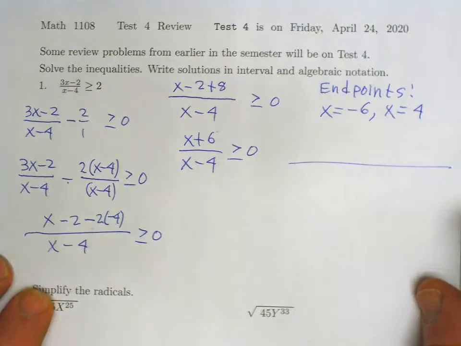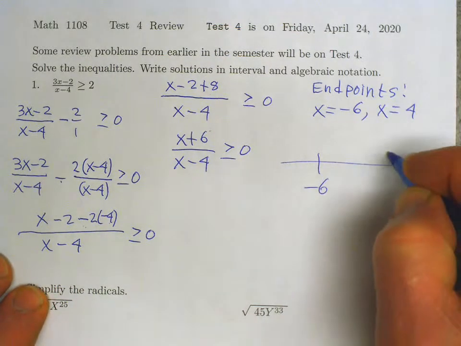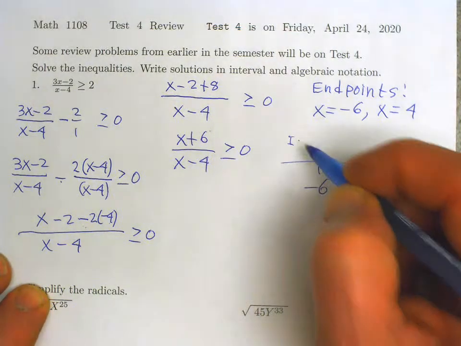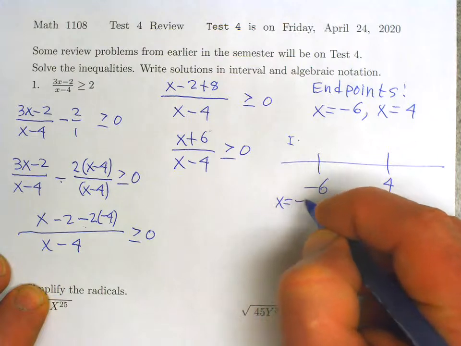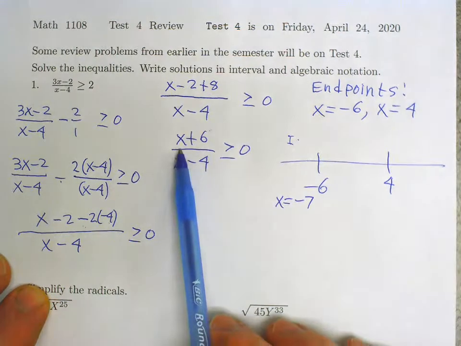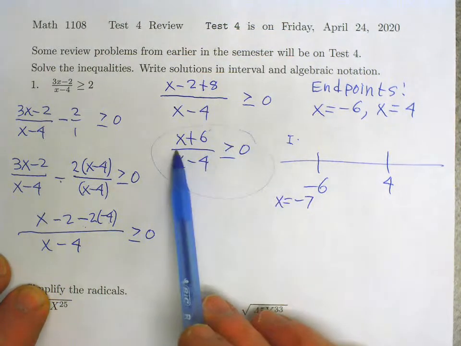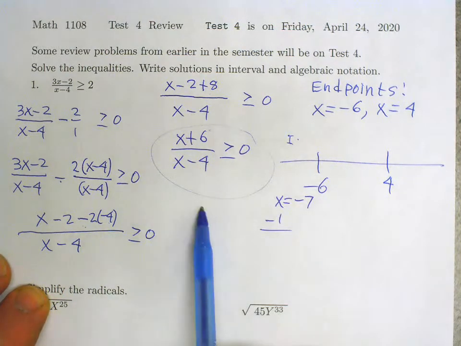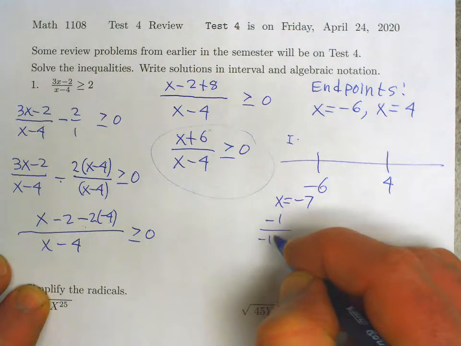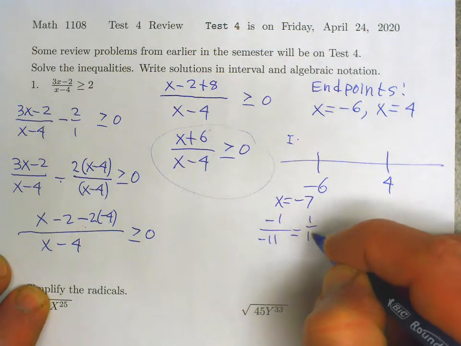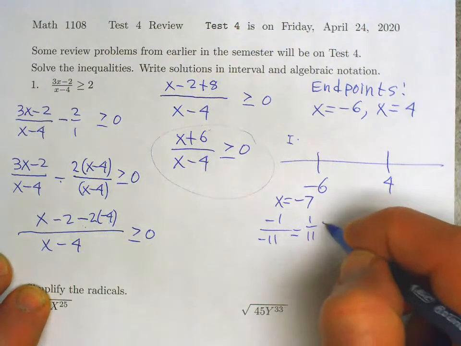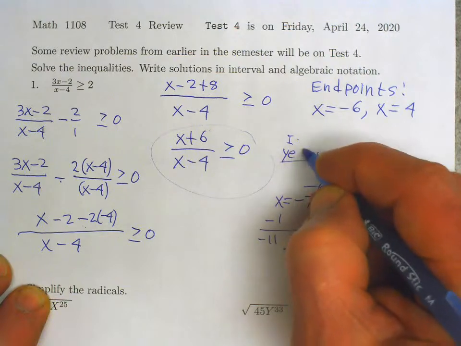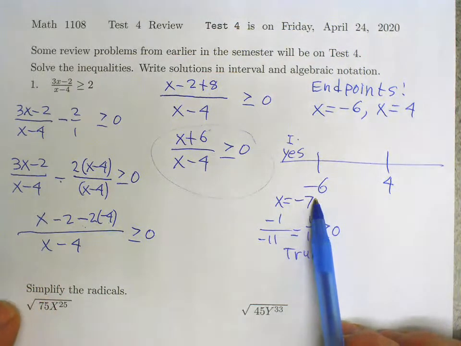So we plot those numbers on the number line, negative 6 and 4. So in the interval on the left, we can pick x to be, say, negative 7. And then in this inequality, in the numerator, negative 7 plus 6 is negative 1. In the denominator, negative 7 minus 4 is negative 11, or positive 1 over 11. And 1/11 greater than or equal to 0 is true. So all the numbers from negative infinity to negative 6 are solutions.